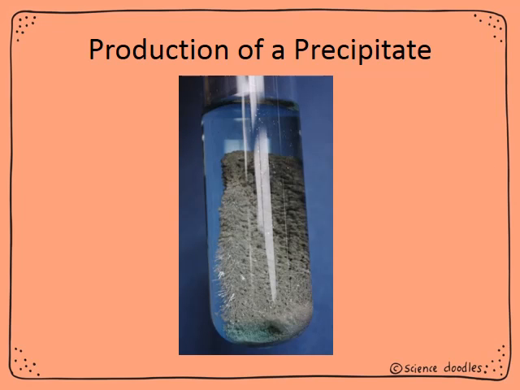So here you can kind of see there are two liquids that are mixed together, and then throughout the liquid there's this yellowy or whitish solid, kind of mucky stuff. That will be the precipitate.